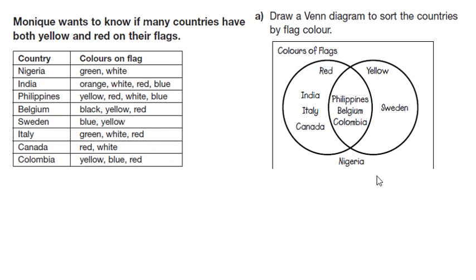Nigeria does not have red or yellow. Nigeria only has green and white. And because they only have green and white, they're not in the red circle, they're not in the yellow circle. Of course, they wouldn't be in the middle because that's only for countries that have both. And that's how we use our Venn diagrams and Carroll diagrams.